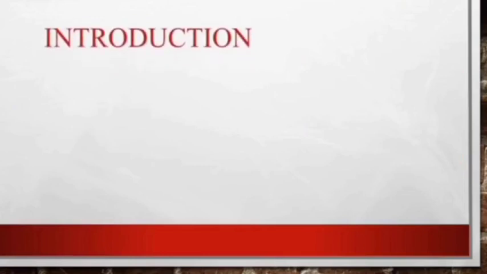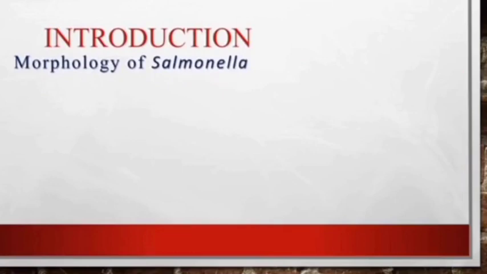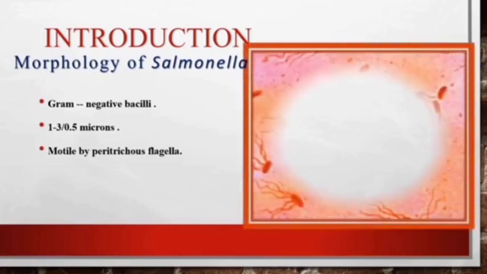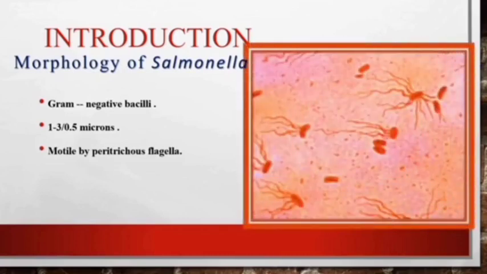Introduction of Salmonella. Morphologically, on the basis of staining, Salmonella is gram-negative. It is bacilli in shape, meaning it has a rod-like structure. Its size is about 1 to 3 by 0.5 microns, and they are motile, having peritrichous flagella, as you can see here in this picture.